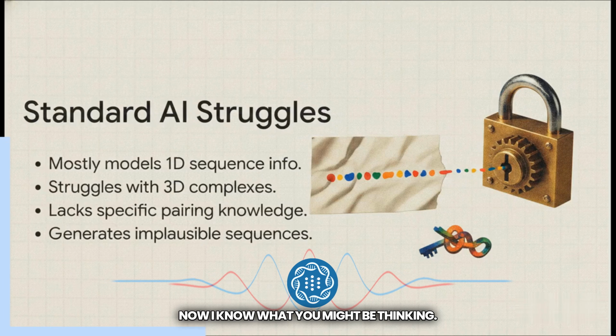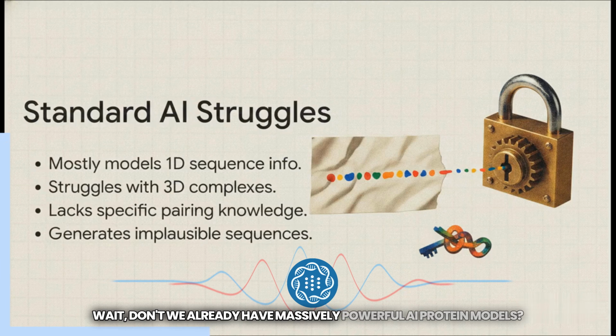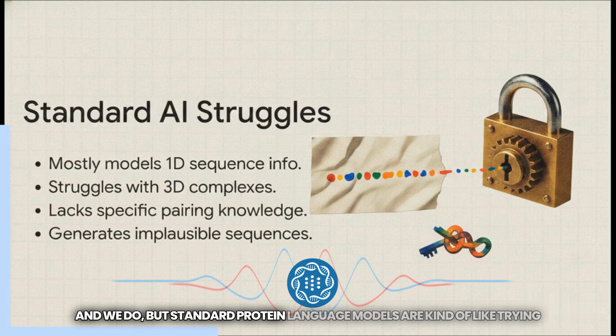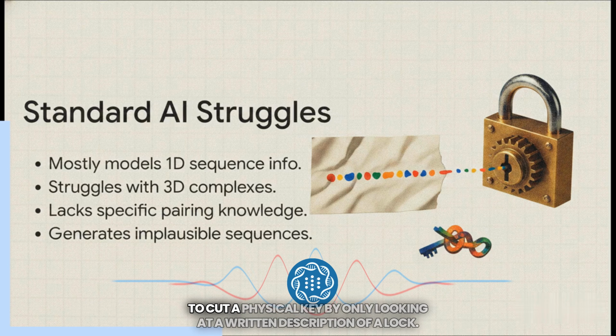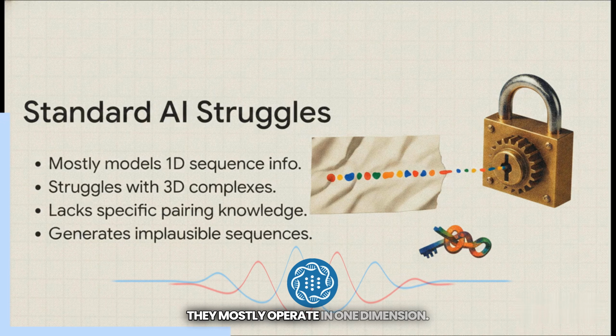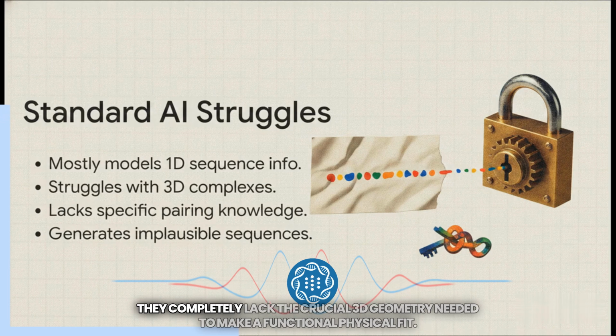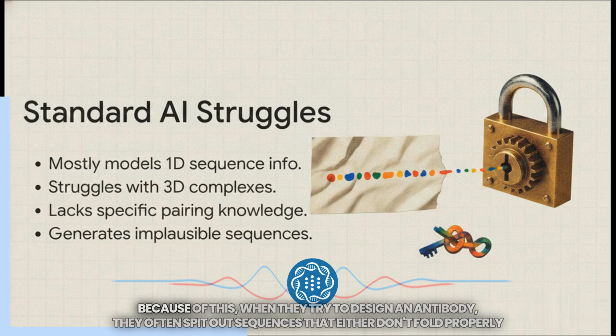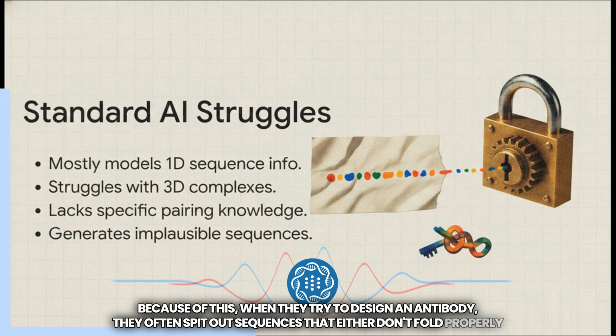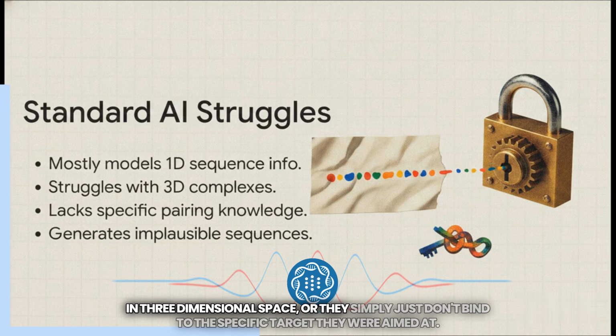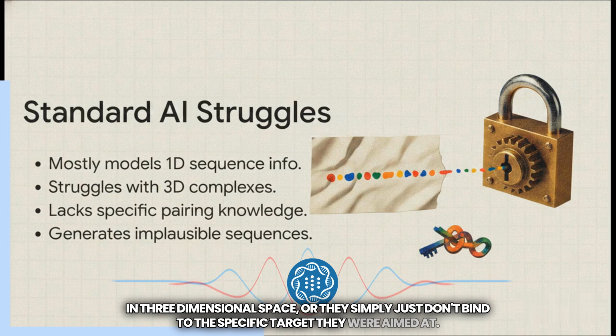Now, I know what you might be thinking. Wait, don't we already have massively powerful AI protein models? And we do, but standard protein language models are kind of like trying to cut a physical key by only looking at a written description of a lock. They mostly operate in one dimension, just analyzing sequences of amino acids. They completely lack the crucial 3D geometry needed to make a functional physical fit. Because of this, when they try to design an antibody, they often spit out sequences that either don't fold properly in three-dimensional space, or they simply don't bind to the specific target they were aimed at.